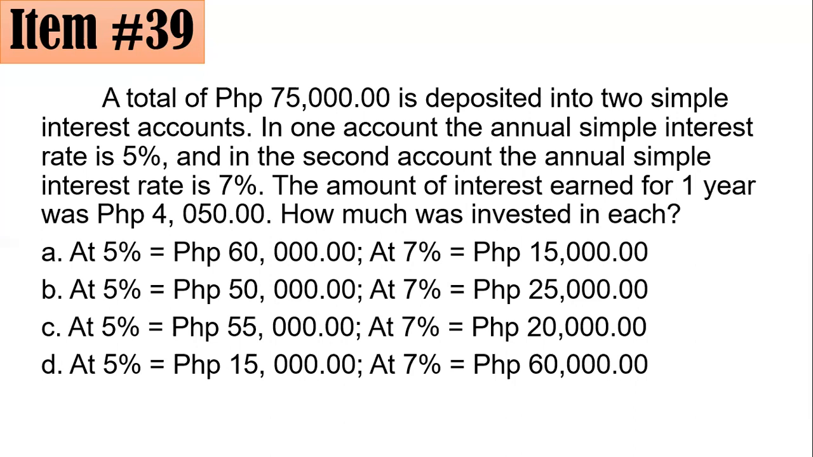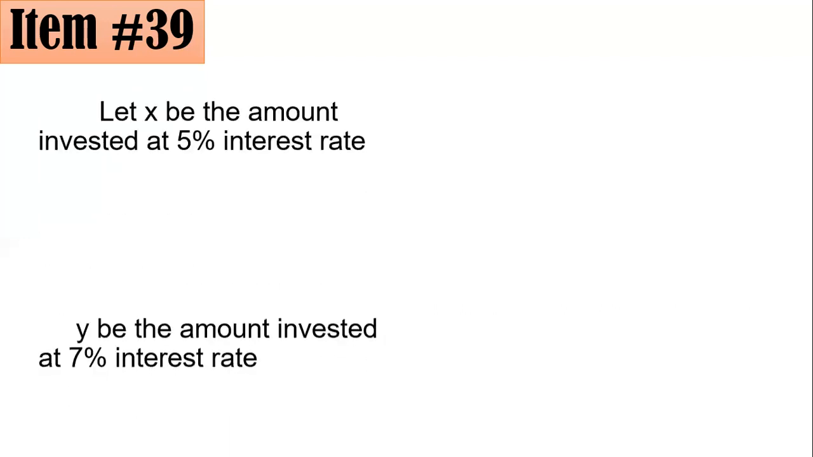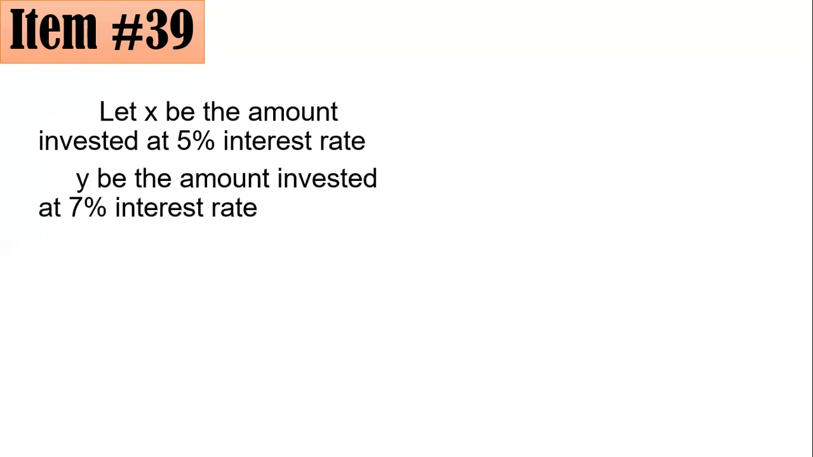So, take a look at the choices, pause the video, and try solving. For this one, I let x be the amount invested at 5% and y be the amount invested at 7% interest rates respectively. So the total investment is 75,000. So the sum of x and y is 75,000.